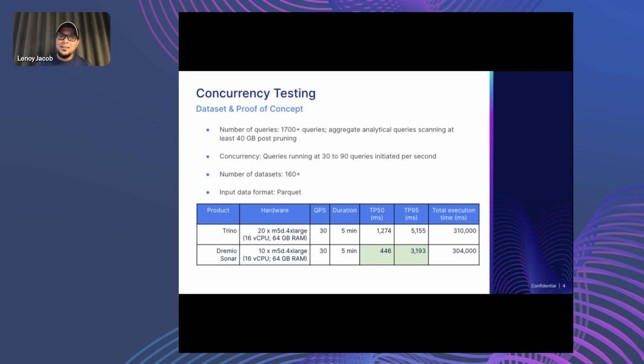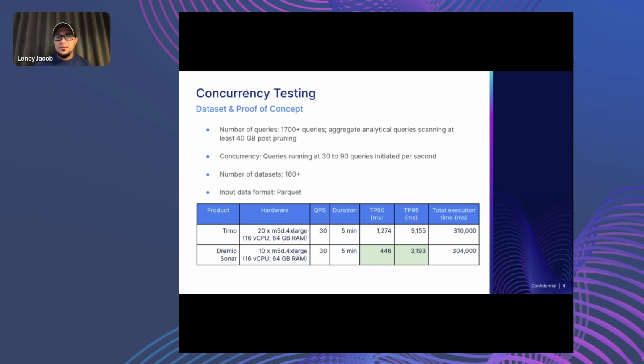So imagine if a query took a few seconds to complete, then you can imagine that there will be potentially hundreds or thousands of queries initiated against Dremio or Trino at any given time, right? They provided about 160 different data sets from 160 different customers, right? And the overall data scan from a query perspective was about 40 gigabytes post any data pruning done by either Trino or Dremio, right? And the data format was in Parquet.